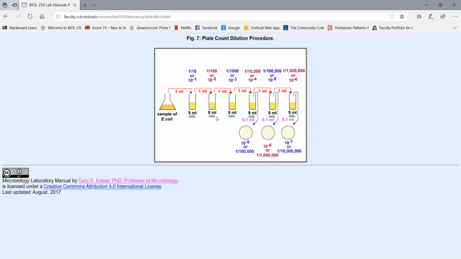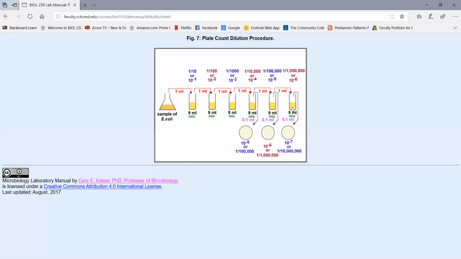And remember, when you label your tubes, label them just like the diagram: 10 to the minus 1, 10 to the minus 2, 10 to the minus 3, 10 to the minus 4, 10 to the minus 5, 10 to the minus 6. And then label your Petri plates. Remember, they're 1/10 of what's in the tube because we're putting a 1/10 of a mil on, not 1 mil. So the plates will be labeled 10 to the minus 5, 10 to the minus 6, 10 to the minus 7. And once you have everything labeled, just use your pipette to follow that diagram.